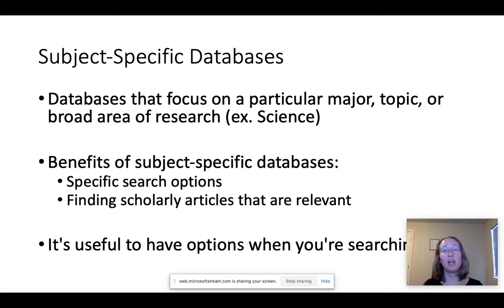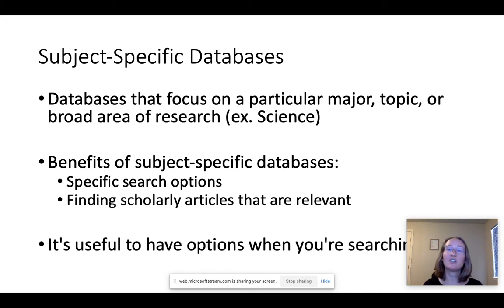One is that because they have that narrower focus, they can have specific search options that are really useful. An example of this is our education database, which is called ERIC, has the option to search by specific grade levels or levels in school. This is really useful if you're doing education research and basically doesn't make sense if you're doing research in any other area. So, because it has that focus on education, it can have more useful search options.